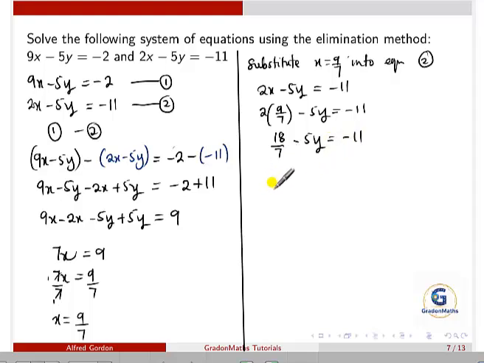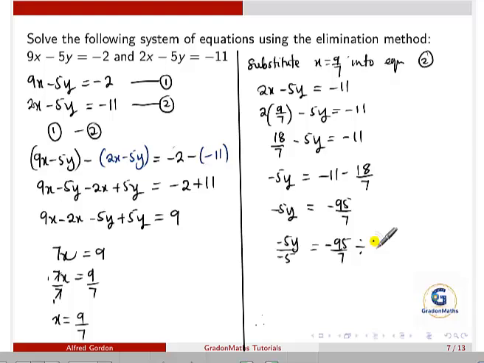So let's take it cool here. We can write this as minus 5y is equal to minus 11 minus 18 on 7. So minus 5y is equal to minus 11 minus 18 on 7, which gives us minus 95 on 7. Then we divide both sides by minus 5, so we have minus 5y divided by minus 5, and minus 95 on 7 divided by minus 5.